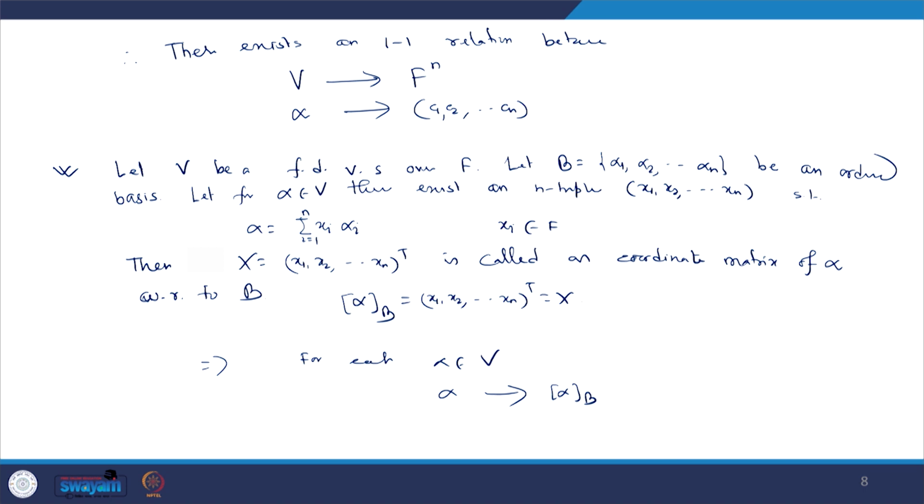Now, we are curious to see, if I change the basis, so there are two bases B1 and B2, then how the coordinate matrices are related, or if at all there is a relation or not. Before that, let me take an example of how to find the coordinate matrix of a vector.